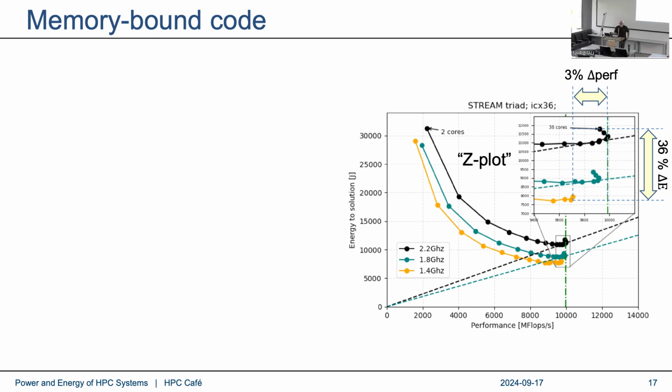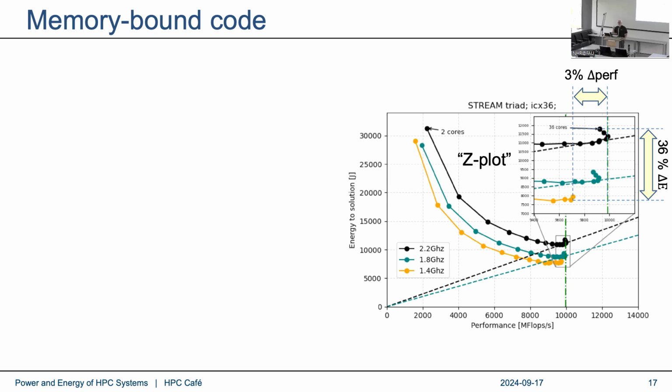The Z-plot shows energy on the y-axis and performance on the x-axis. Now, this is a Z-plot for a memory-bound code, a very strongly memory-bound code. There are three data sets here. Each data set is for one frequency. Black is for 2.2 gigahertz, green is for 1.8, and yellow is for 1.4 gigahertz. And along those data sets, this is the number of cores that we run.